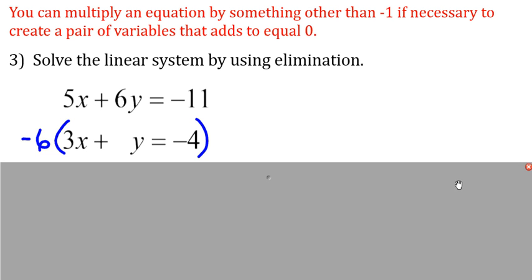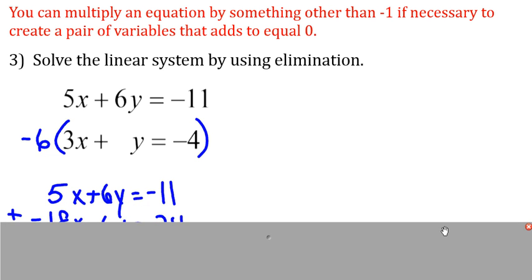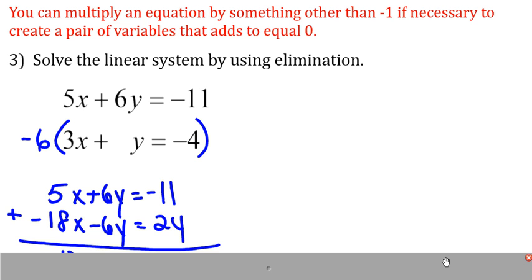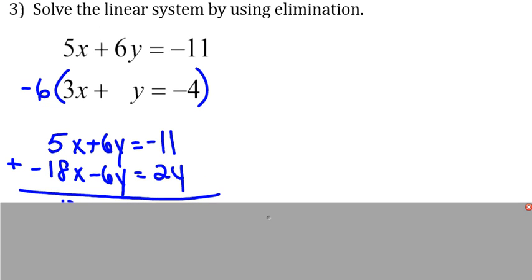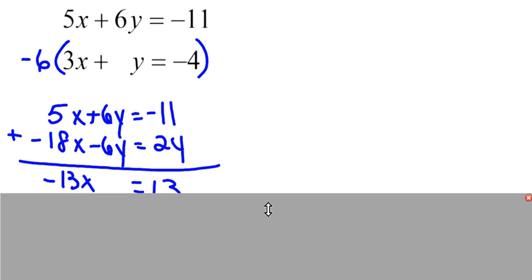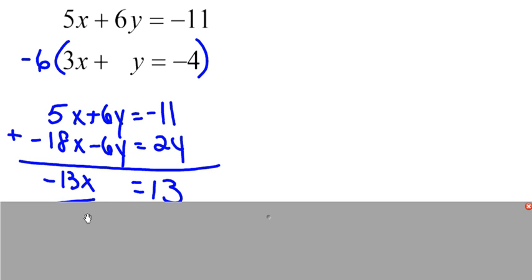So let's try that. So I would be working with, in the second equation, a negative 18x minus 6y equaling 24. Remember, I'm not changing the first equation at all. That remains 5x plus 6y equals negative 11. Well, now if I add my two equations together, a positive 5x and a negative 18x will give me a negative 13x. A positive 6y and a negative 6y would give me 0y, so 0. A negative 11 and a positive 24 would give me 13. So here I'm able to solve for x fairly easily.